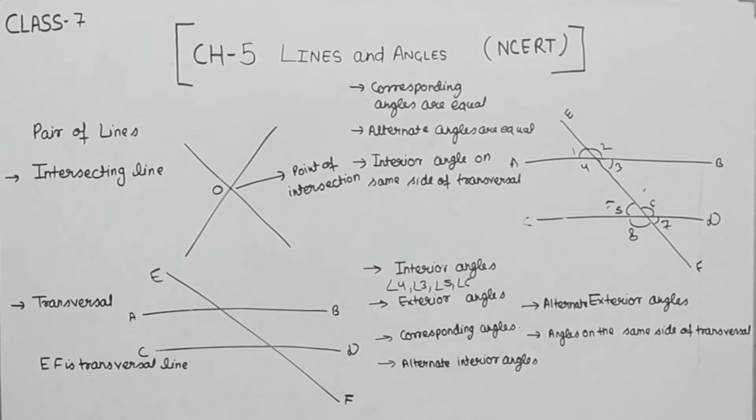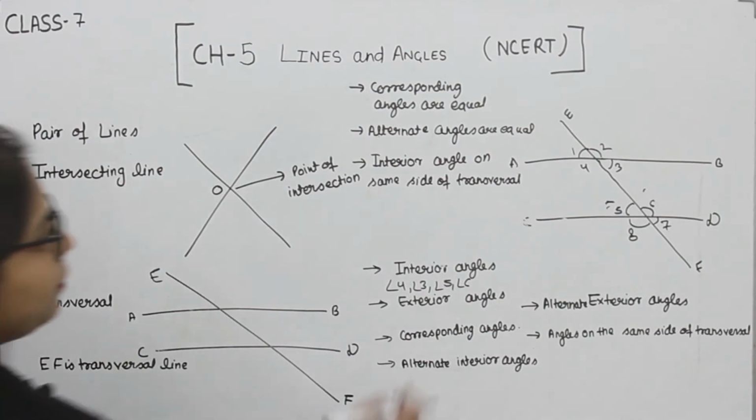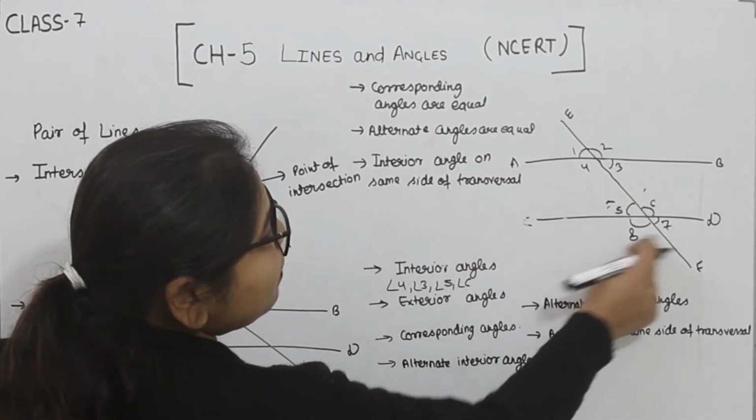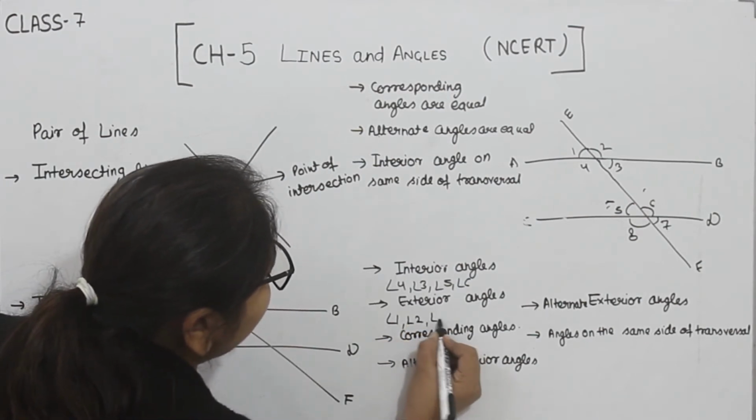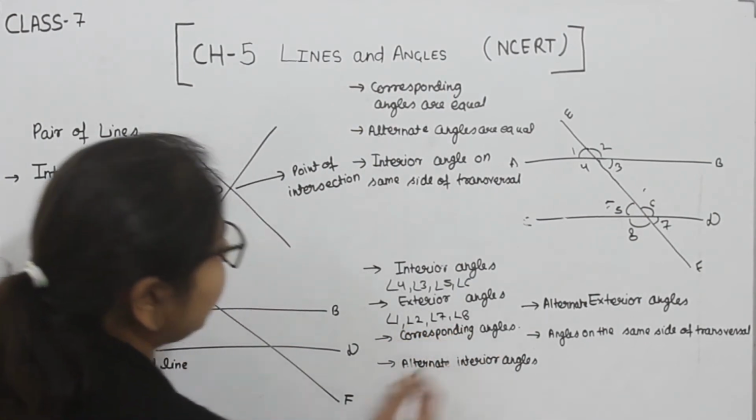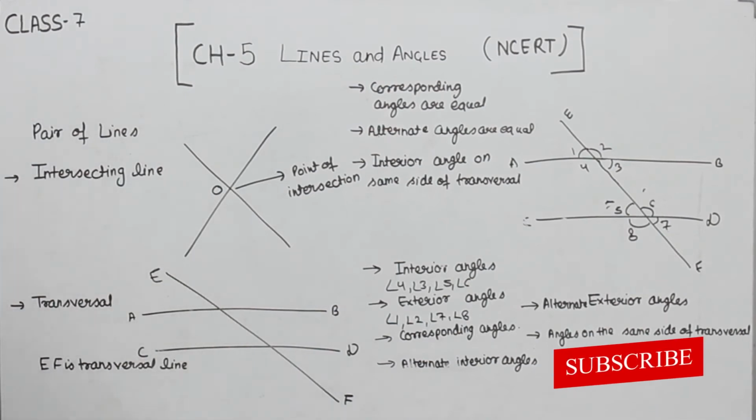Now comes the exterior. Exterior means the outer side of the figure. Now 1, 2, 7 and 8. Angle number 1, angle number 2, angle number 7 and angle number 8. They are the exterior angles.